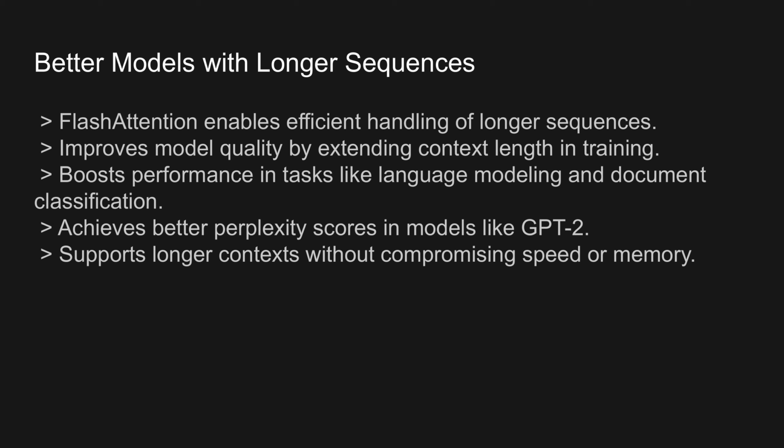I see. So, extending the context length leads to better results in models like GPT-2 and long document classification tasks, right? That's impressive. It shows that longer sequences do make a difference in language modeling performance. So, flash attention really makes it possible to use more context in models without running into memory or runtime limitations.